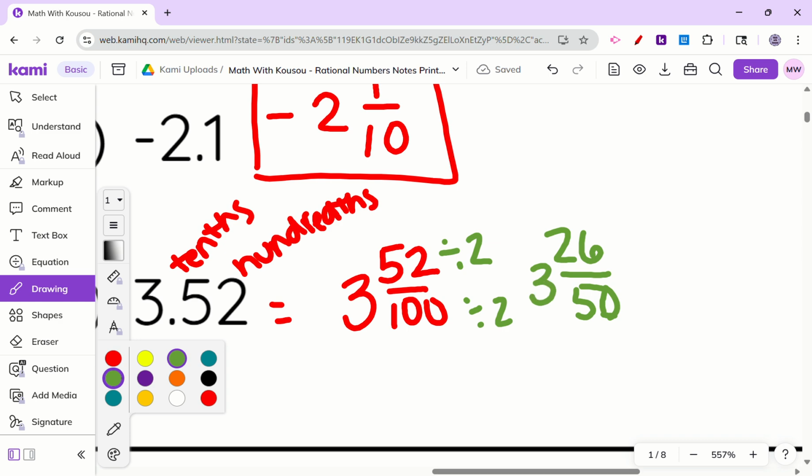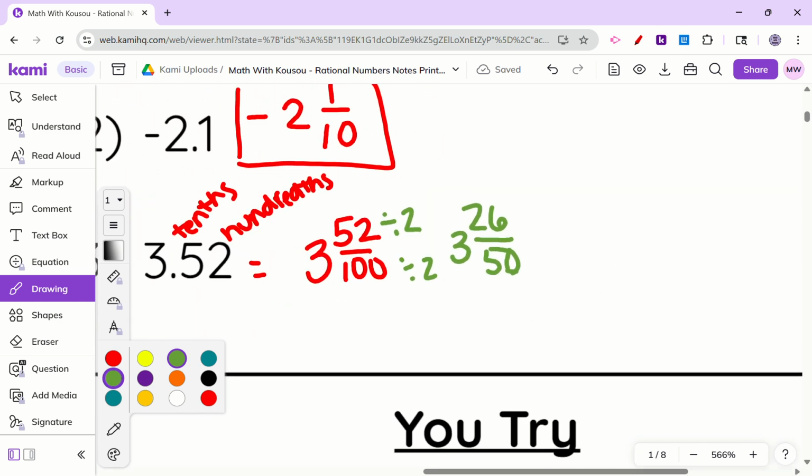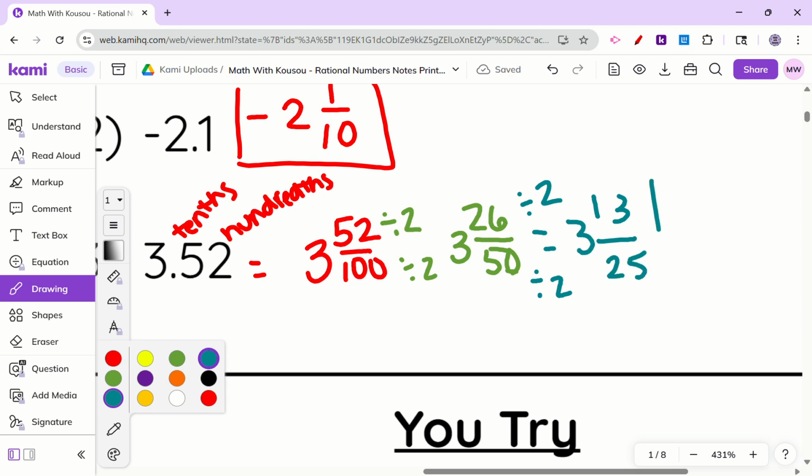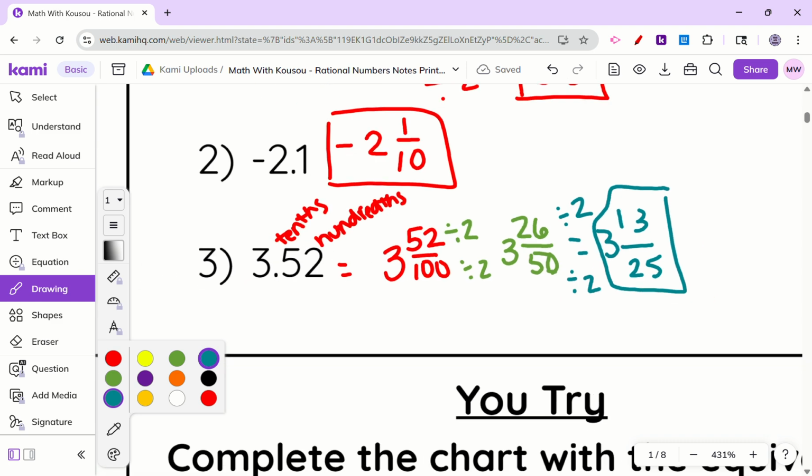So we have 3 and 26/50ths, which actually can be further divided by 2 again. So I really should have divided by 4 in the beginning there. 26 divided by 2 gets us 13. 50 divided by 2 gets us 25. And then don't forget that whole number 3. So we have here 3 and 13/25ths.